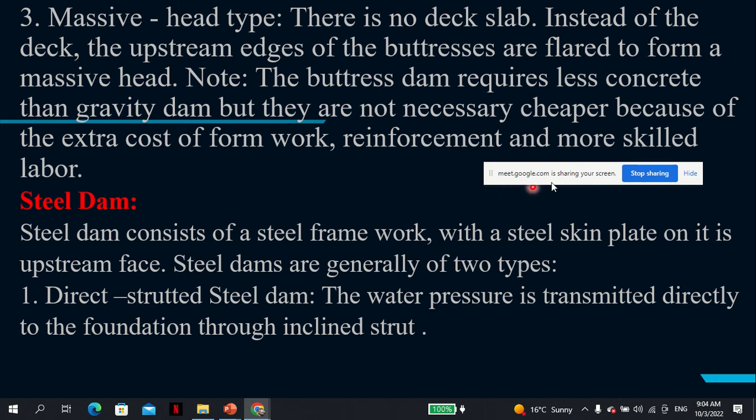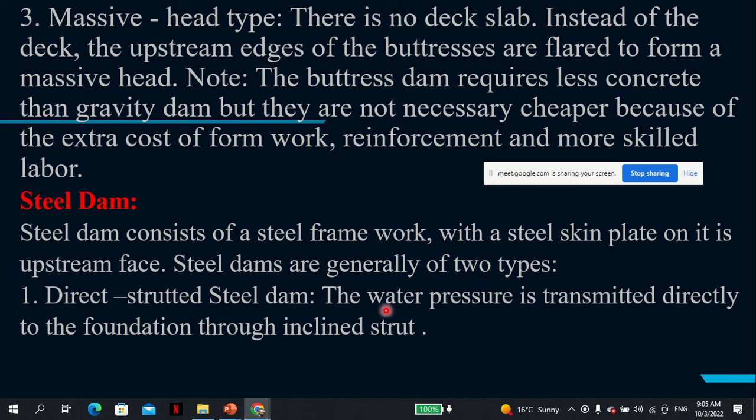And then we have steel dams. One very common is the sheet pile. Steel dam consists of steel framework with a steel skin plate on its upstream face. Steel dams are generally of two types. These are very watertight. Like I said, when you put earth dam, and you have impervious rock, then you might add sheet piles because they are watertight.